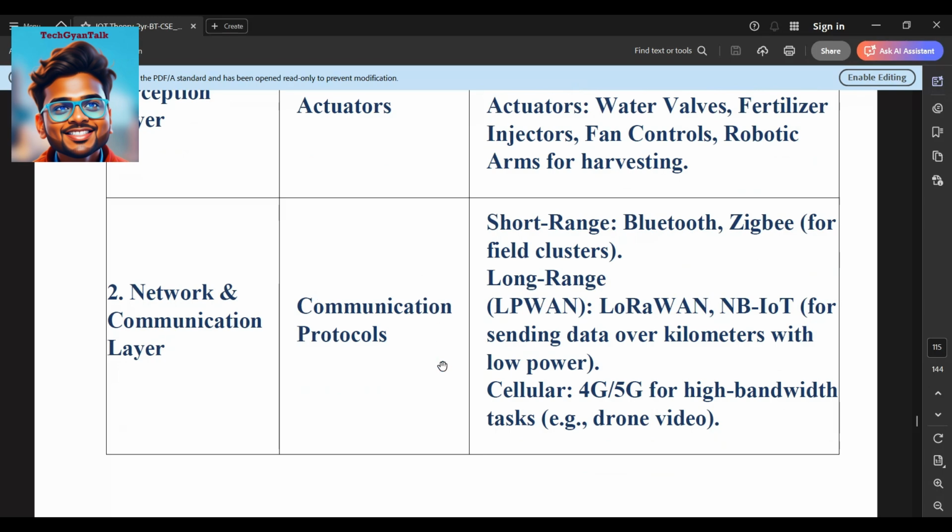Communication protocols are used from different perspectives: short range, Bluetooth and Zigbee for field clusters; long range, LP-WAN, LoRaWAN, NB-IoT for sending data over kilometers with low power; and cellular 4G, 5G for high bandwidth tasks, for example drone or video.